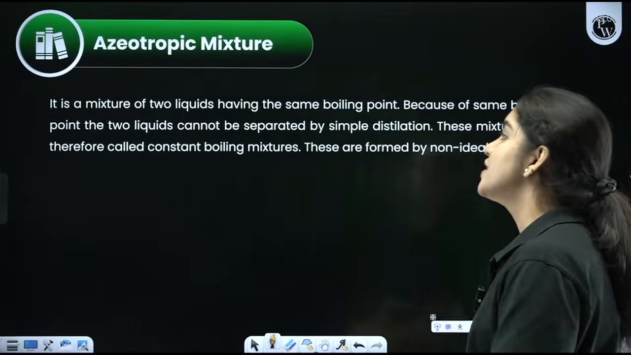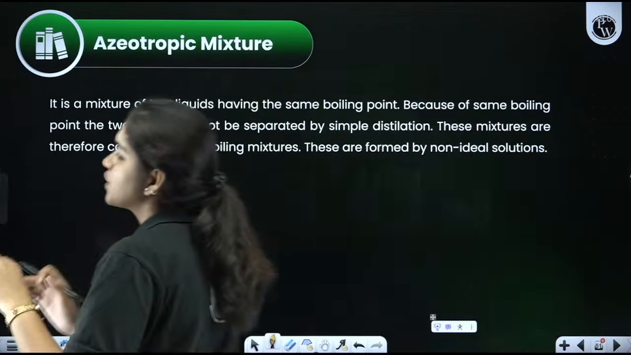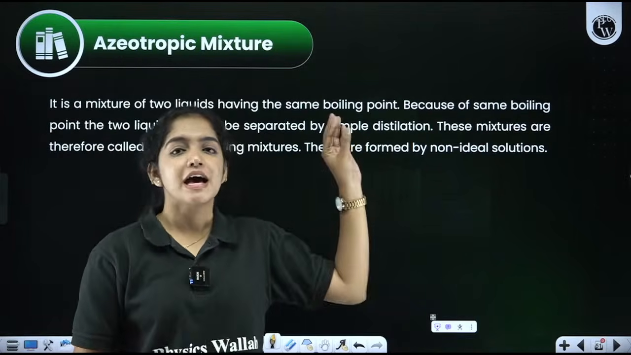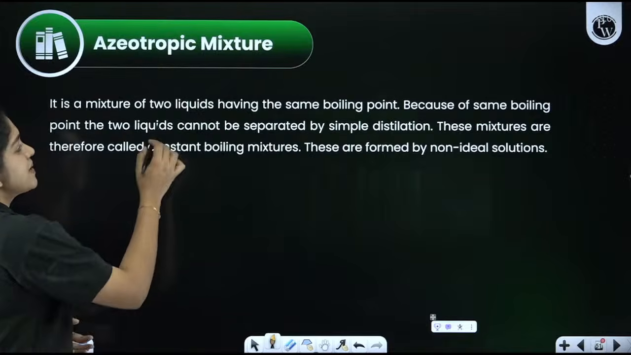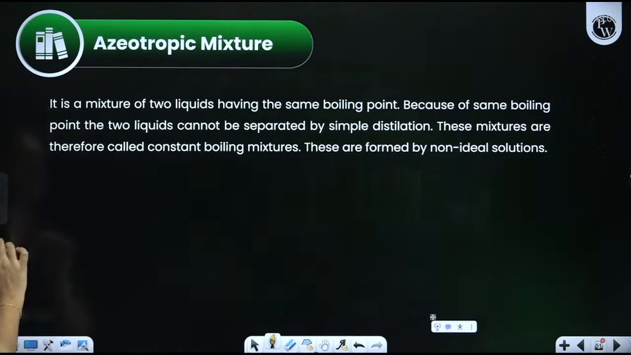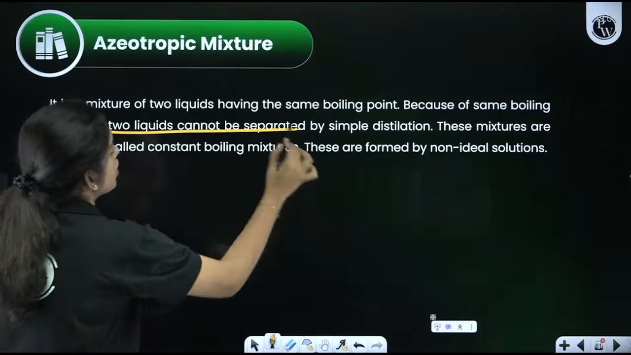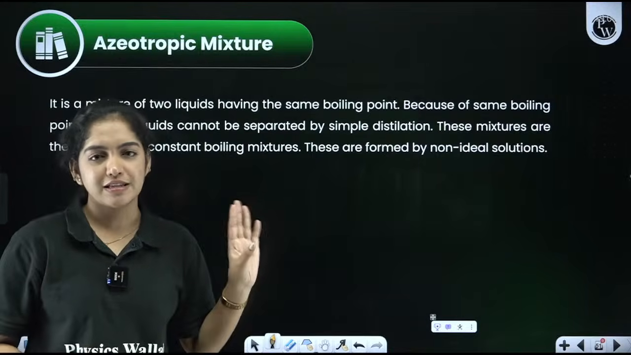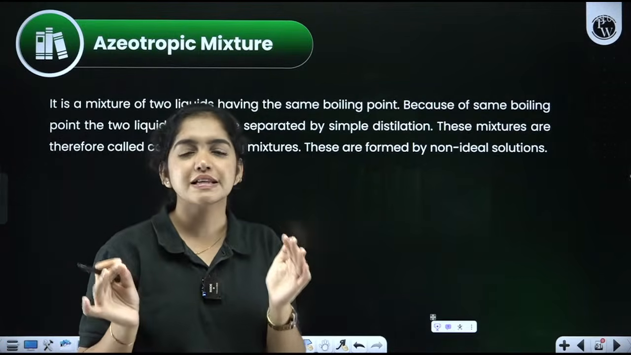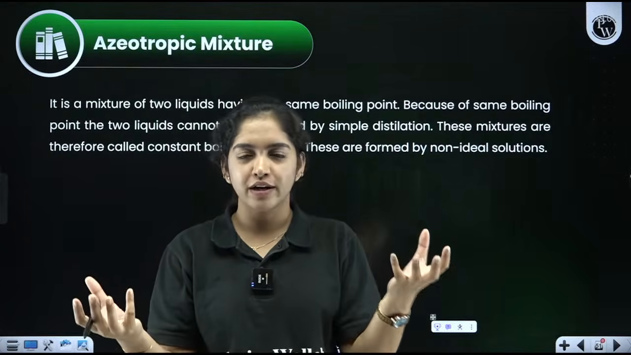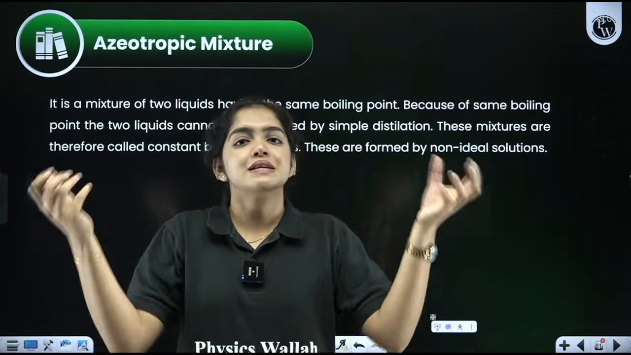Then next one is azeotropic mixture, and azeotropic mixture is also a previous year question for 2 marks for our board exam. Azeotropic mixture means when we are mixing two liquids having the same boiling point, because of the same boiling point, the two liquids cannot be separated. Got it? We are mixing two liquids. Just consider an example: one glass of one liquid and another glass of another liquid, and we are mixing the two liquids.